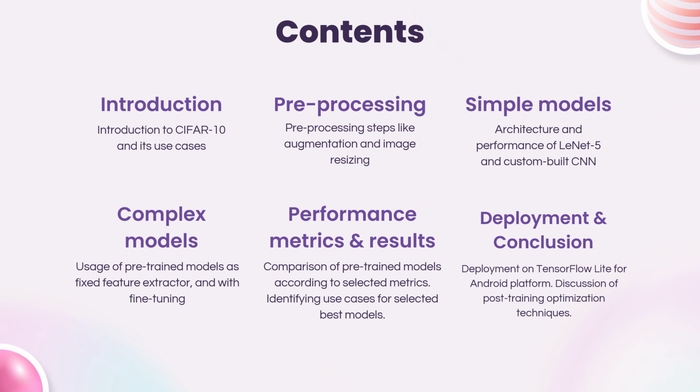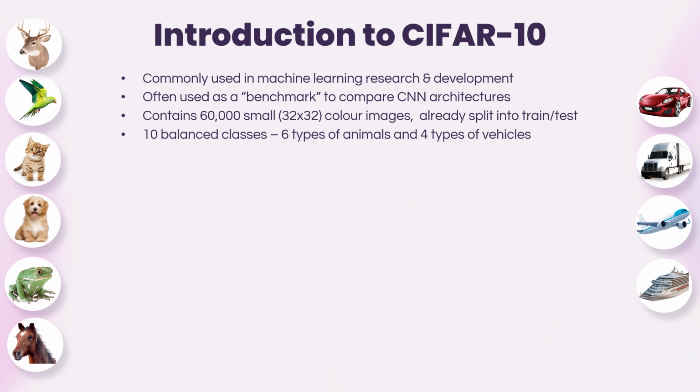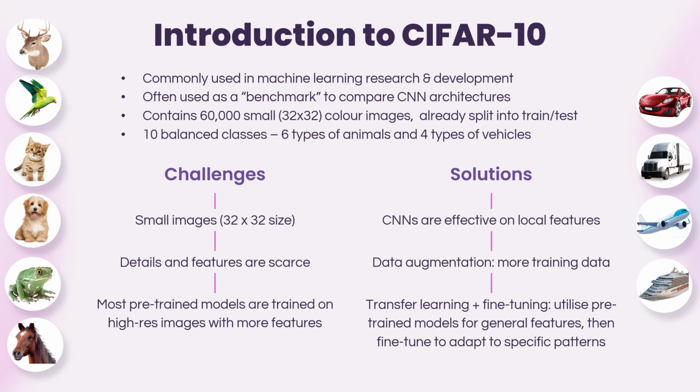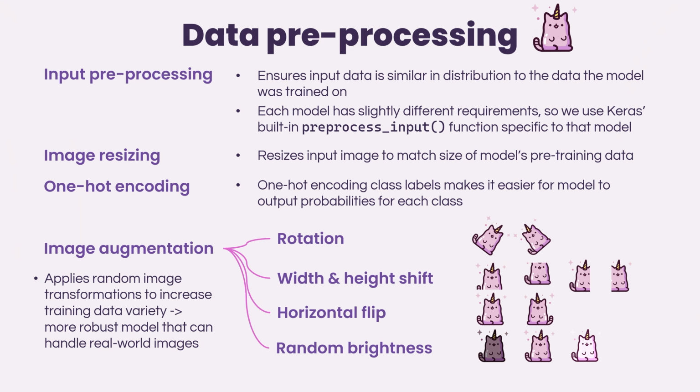This is our contents page, and we have our introduction to the CIFAR 10 dataset. This is a commonly used benchmark to compare different CNN architectures. It contains 10 balanced classes with 6 types of animals and 4 types of vehicles. Some of the challenges of the CIFAR 10 dataset include small images, which have less detail. Most pre-trained models are typically trained on larger images, so when you give it smaller images, that can be a bit of a challenge.